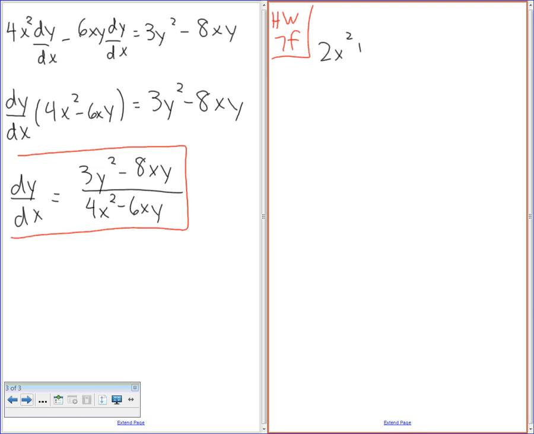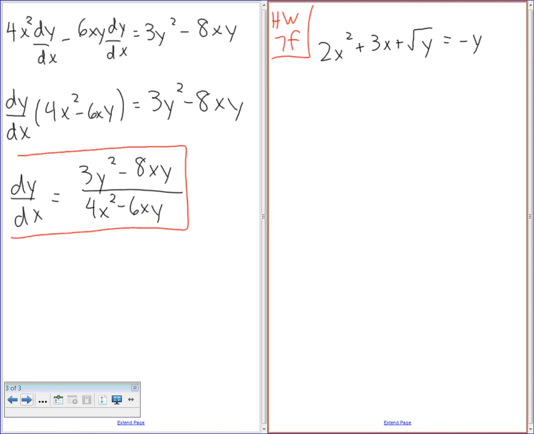2x squared plus 3x plus the square root of y equals negative y. All right. Now this question is wicked cool awesome. Okay, before you begin this question, there's one thing that's really painful when I look at this.